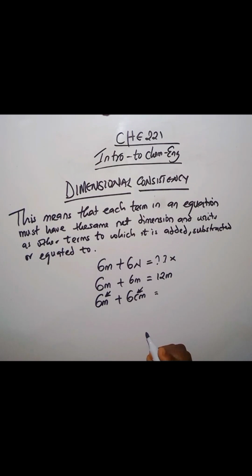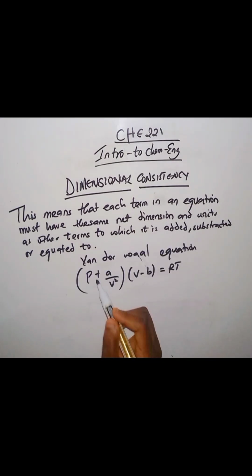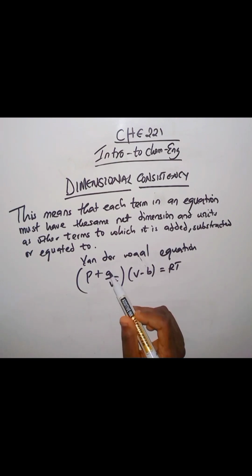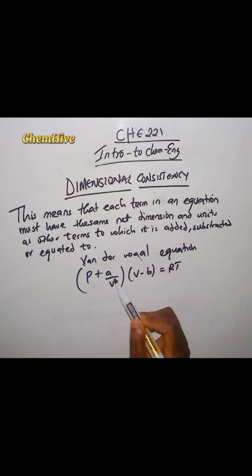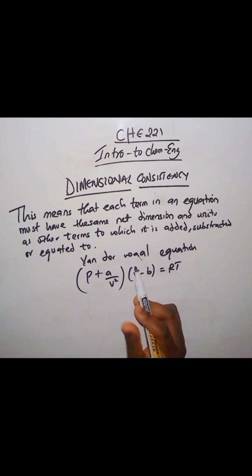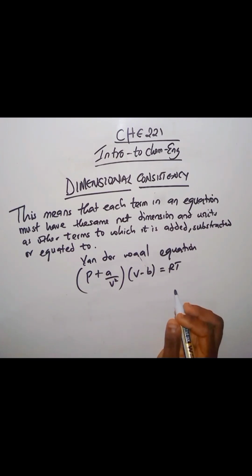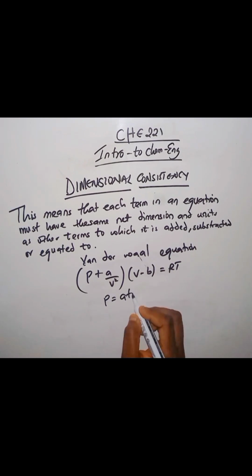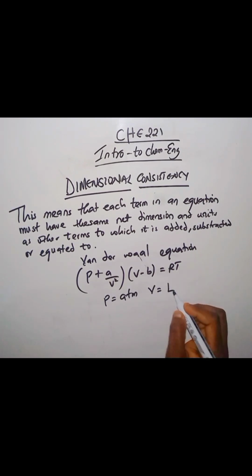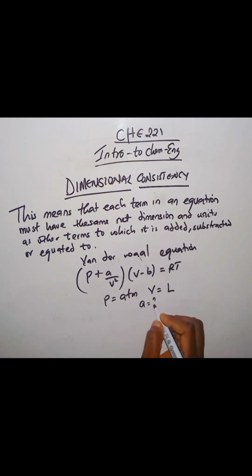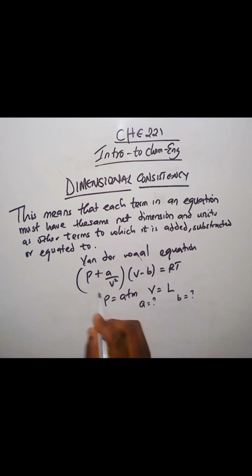In this order, using the van der Waals equation, you can easily identify what should be the unit of A that can be divisible by V squared so that it can be additive to P, and what should be the unit of B so that it can be subtracted from V, so that it can be dimensionally consistent. For example, if P has the unit of ATM and V has the unit of liters, what will be the unit of A and what will be the unit of B for this equation to be dimensionally consistent?